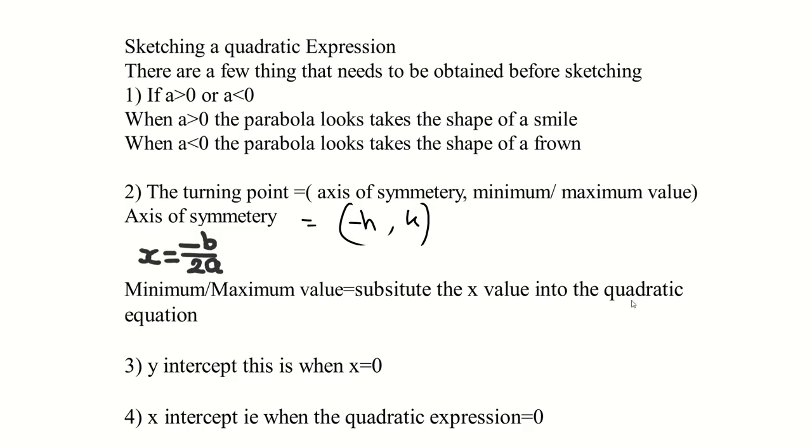If you complete the square, it's basically (-h, k). But if you are using the formula, your x coordinate would be negative b over 2a, where a is your coefficient of x squared in the quadratic and b is your coefficient of x. For your minimum or maximum value, substitute the x value into the quadratic equation and you'll get your k, or your minimum value.